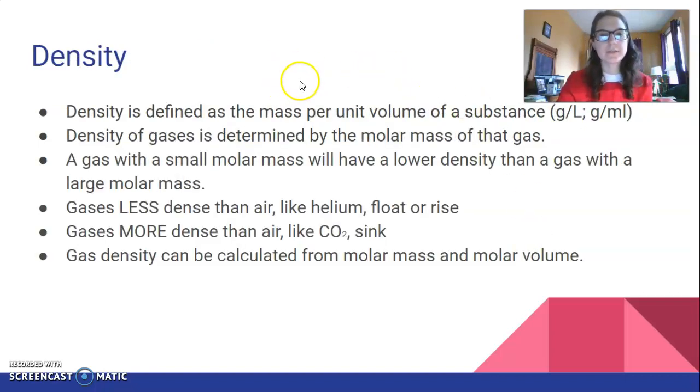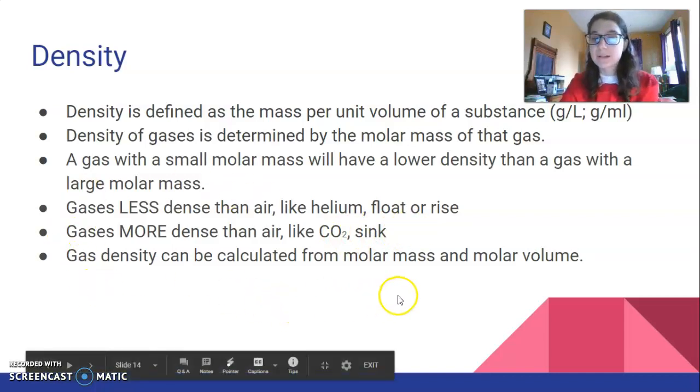So density is defined as the mass per unit volume. Usually we see it reported in grams per liter or grams per milliliter. The density of gases is determined by the molar mass of that gas. So a gas with a smaller molar mass will have a lower density than a gas with a larger molar mass. Gases that are less dense than air, like helium, what we use to inflate party balloons, will float or rise. Whereas gases that are more dense than air, like CO2, which comes from your breath when you blow up a balloon, will sink.